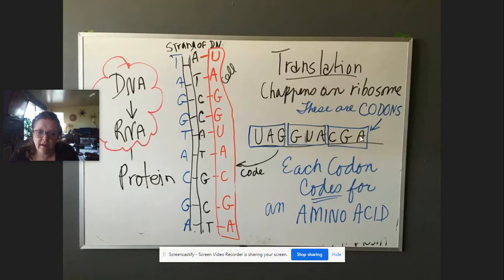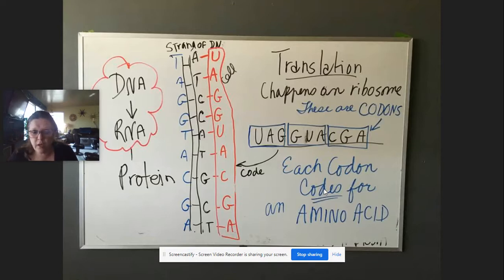So now I have this code. It's from here, and you see it's the same, UAG, UAG, GUA, GUA, CGA. Remember, I just made this up randomly. You notice that I have separated them into groups of 3. And that's how they're read. They're read in groups of 3. And these little triplets actually have a special name, and they're called codons.